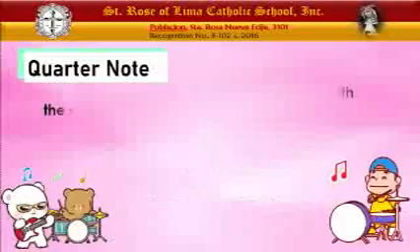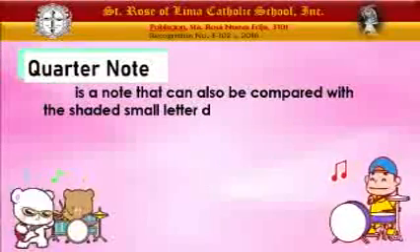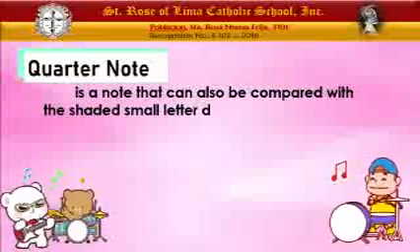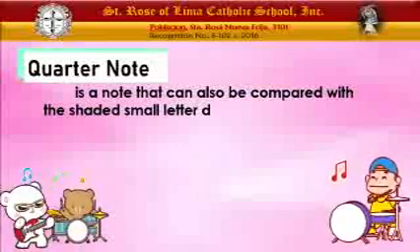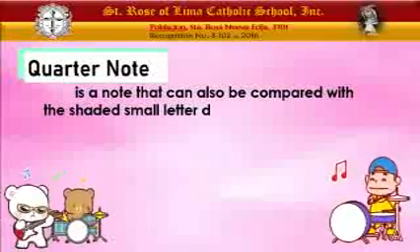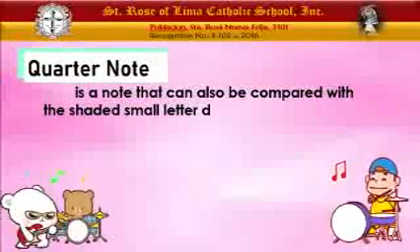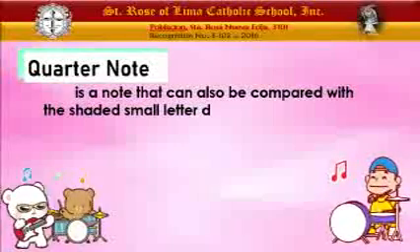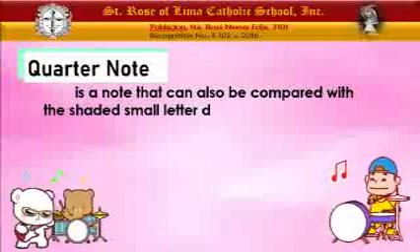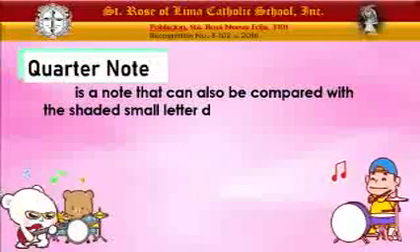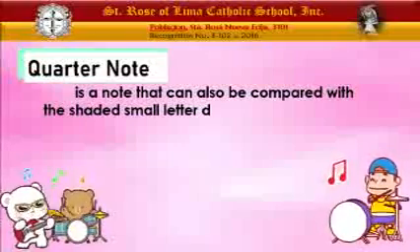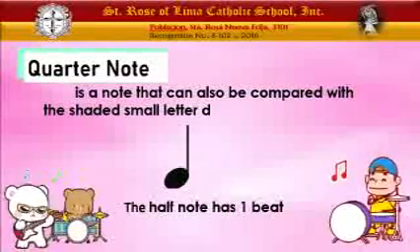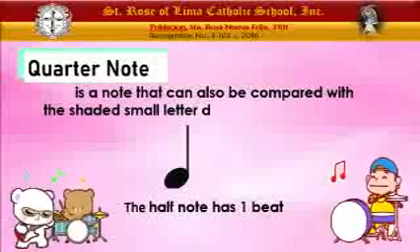Next is the quarter note. A quarter note is a note that can also be compared with the shaded small letter d. Just like the half note, the quarter note can be compared to a small letter d, but the difference between the two is that the quarter note is shaded. There is no hole in the letter d. That is the quarter note, just like this one. And the quarter note has 1 beat only.